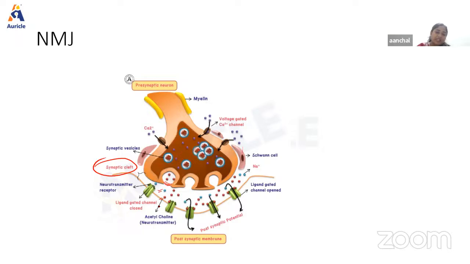As the acetylcholine is released into the synaptic cleft, what will happen? This acetylcholine will bind with the receptors, forming the acetylcholine receptor complex, and there will be opening of ligand gated sodium channels. As these channels open, there will be entry of sodium ions from the ECF, and there will be development of EPP. What is EPP? EPP is end plate potential, and various end plate potentials will finally produce the action potential, and this will lead to muscle contraction.